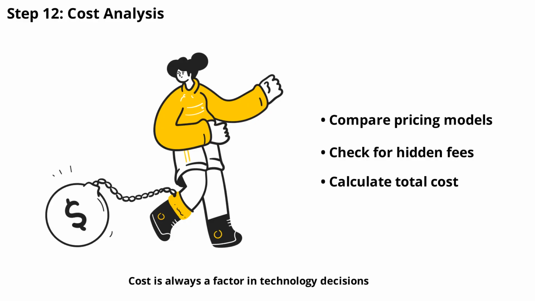Cost is always a factor in technology decisions. Compare the pricing models of different SSO providers. Consider not just the upfront costs, but also ongoing fees, licensing structures, and any additional charges for premium features or support. Calculate the total cost of ownership over several years. A transparent pricing model helps you avoid surprises and ensures the solution fits your budget.